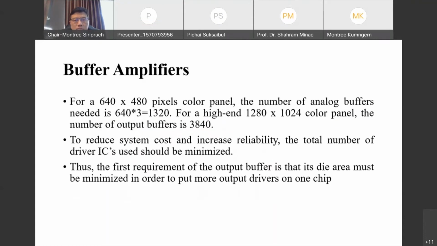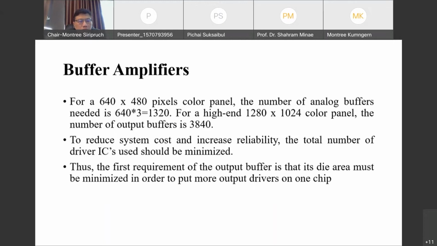Now, I want to give some numerical examples. For example, if you are using a 640 times 480 pixels color panel, you need 640 times 3, which is equal to 1,920. So you need more than 1,000 buffer amplifiers for a small color panel. This 3 stands for RGB. As you know, each pixel is formed by red, green, and blue LEDs. So you need to turn on and off each LED to obtain the colors.